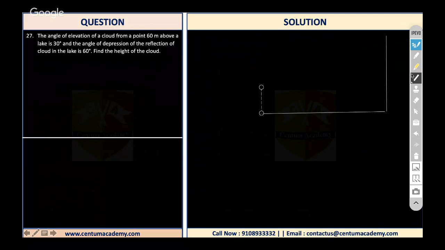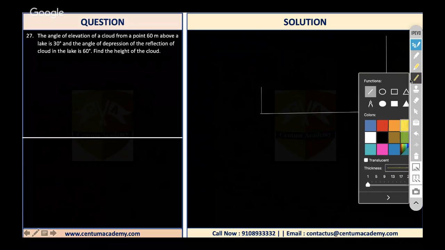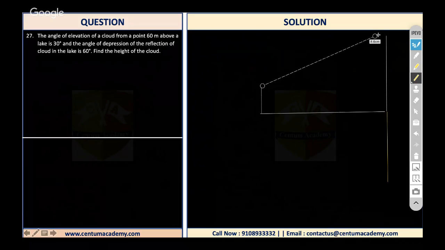And the reflection, let me take another color to differentiate. So this is the reflection of the cloud here. I hope the sizes of these two are the same. Anyway, this is the drawing. Now you join these two. So this is the angle of elevation, and this is the angle of depression.